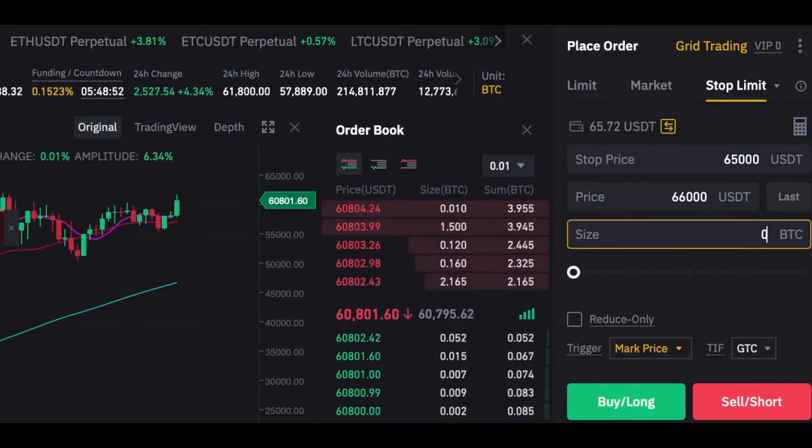Once again, it's important to put the exact size of your open order so that you can cancel out the order and essentially close out your position perfectly.